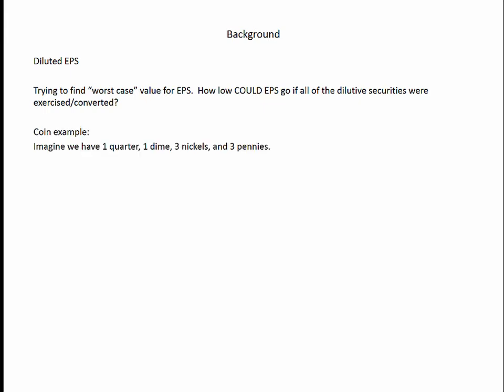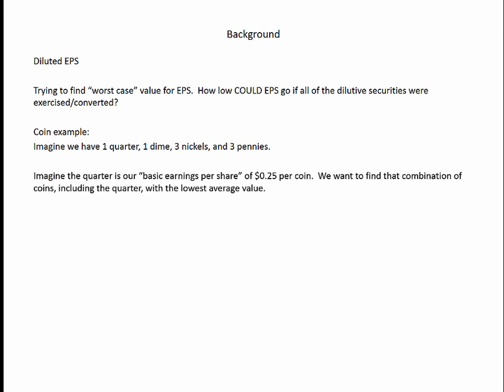Let's go ahead and start with a coin example. Let's imagine that you've got 1 quarter, 1 dime, 3 nickels, and 3 pennies. And assume that the quarter is your basic earnings per share. So you have 25 cents for 1 coin. We want to find that combination of coins, including the quarter, that has the lowest average value. Now, if we simply added all the coins, we'd have 53 cents divided by 8 coins is 6.625 cents per coin. Is that the lowest average?